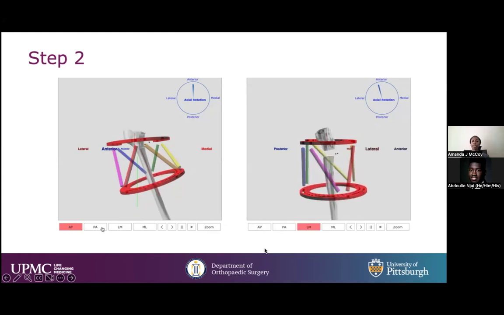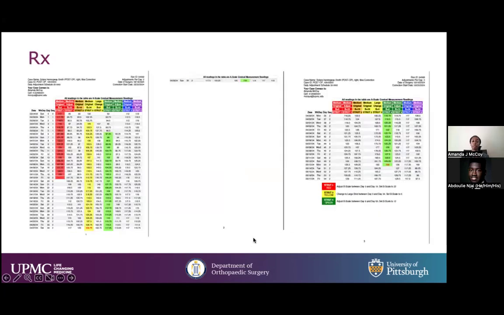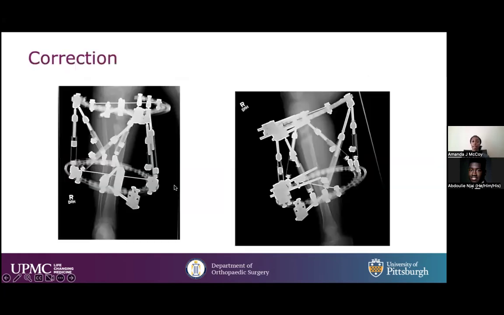All right. So after we place our external fixator, we plan a deformity correction, and then this prints out for the patient and for the physician. This is the prescription, and it tells the patient how to turn the struts every day. And then this is our patient after her deformity correction. You can see this is right after we completed correction, and this is her regenerate that is consolidating.